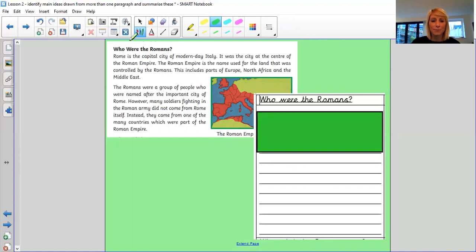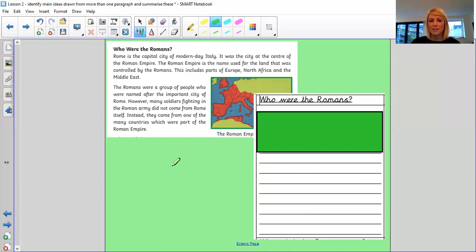Now remember, the information we really want is who were the Romans. So that's the information we're looking for. Don't worry about any other description or detail. We just want to be able to answer that question, who were the Romans? Rome is the capital city of modern-day Italy. It was the city at the centre of the Roman Empire. The Roman Empire is the name used for the land that was controlled by the Romans. This includes parts of Europe, North Africa, and the Middle East.